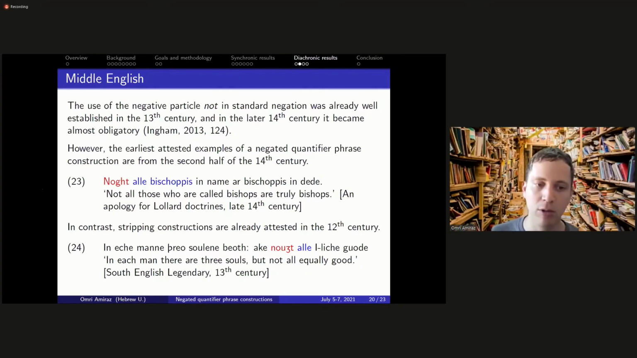And in contrast, stripping constructions are attested as early as the 12th century. This example is from the 13th century. In each man, there are 3 souls, but not all equally good. And there's no verb here, and so it's an ellipsis construction. So we see that the stripping construction predates the negated quantified phrase construction.